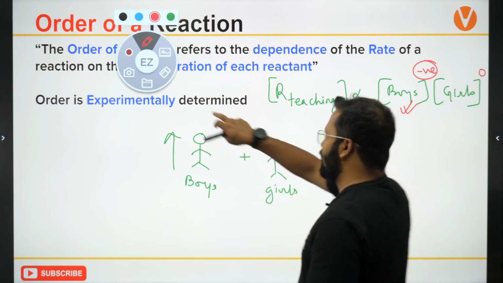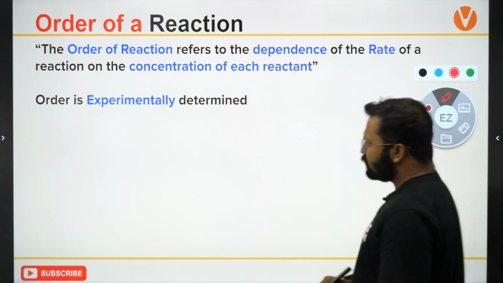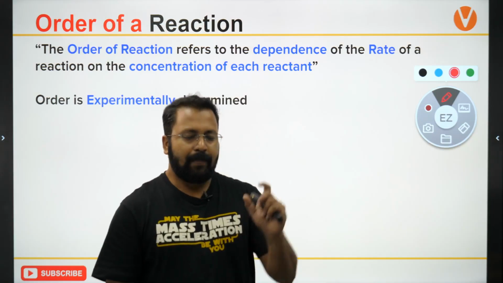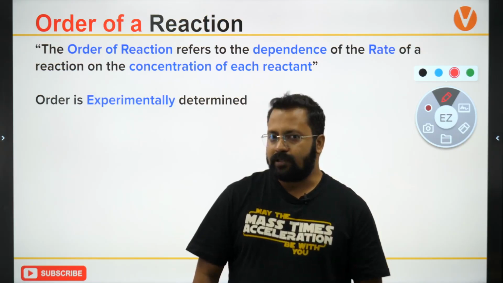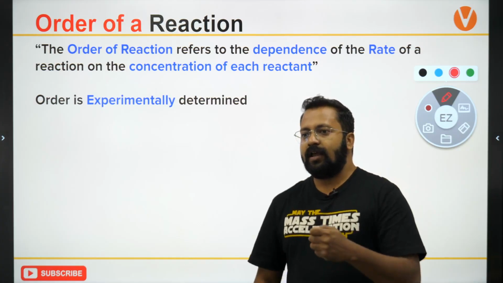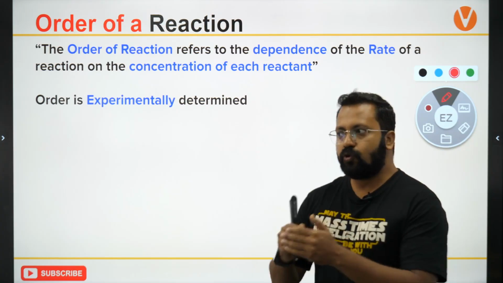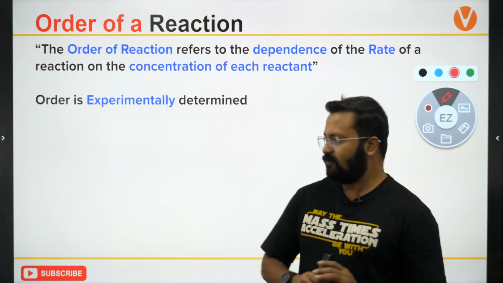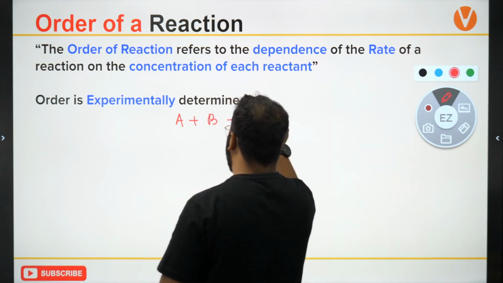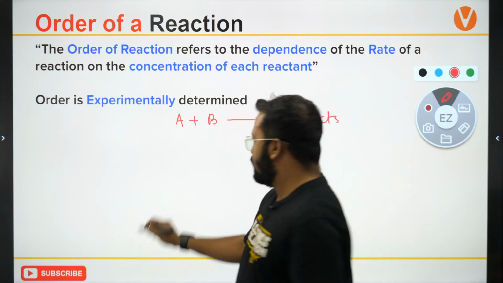So in the context of a reaction, there could be more than one reactant. Some reactants may influence the rate, some may not, and some may influence the rate in such a manner that when you increase it, the rate doubles. For example, let's say we take a reaction A plus B changes to products.